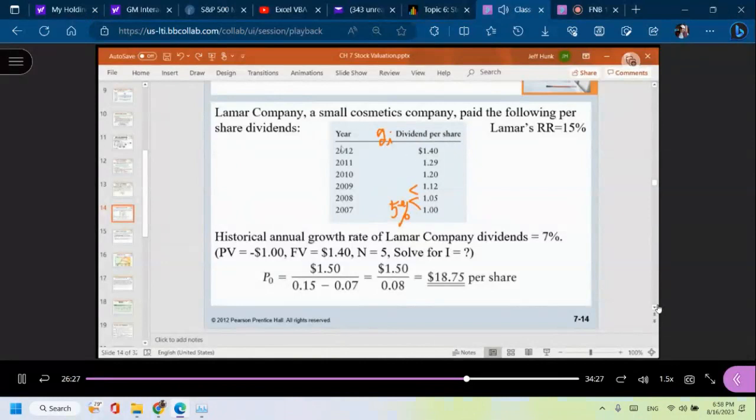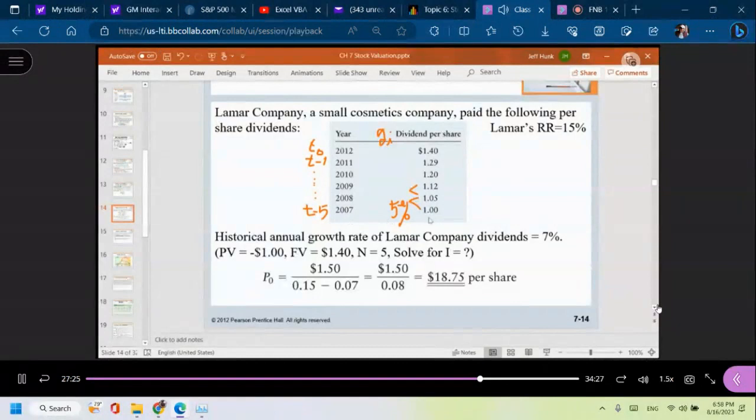So in this example, time zero, the current year, 2012, is time zero. We are at the end of 2012, and we just got paid the dividend of $1.40. For the last 5 years, 2011 is time t minus 1, and then t minus 2, t minus 3, t minus 4, and this is time t minus 5. Makes sense?